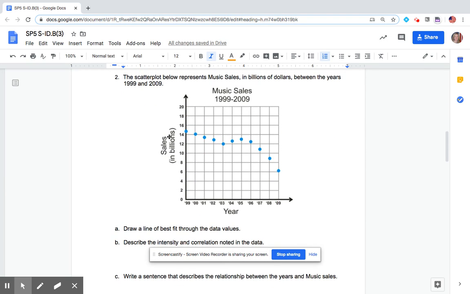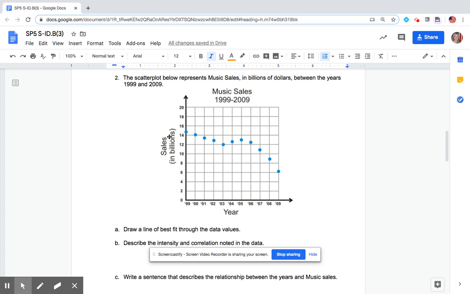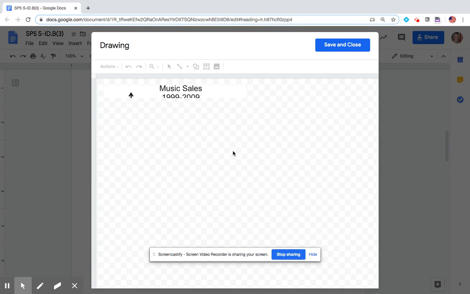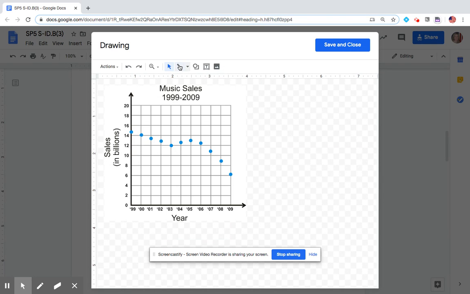The scatter plot represents the music sales in billions of dollars between the years 1999 and 2009. Draw a line of best fit through the data values. So again, I'm going to be using my line tool in my Google Doc. This has definitely a negative trend. I'm going to try to find my line of best fit. The slope is too negative. This looks like it could be right. We'll go with this one.